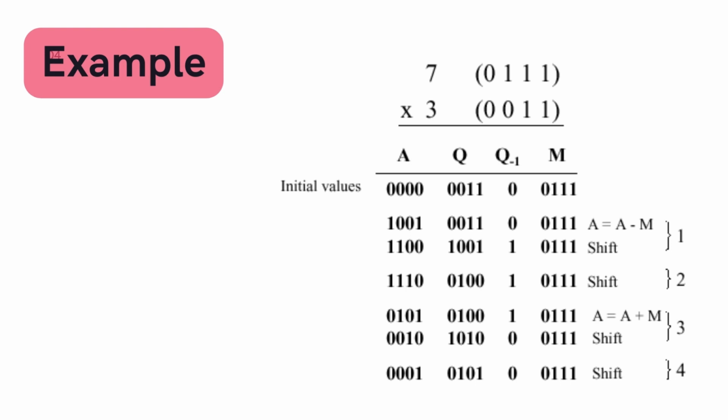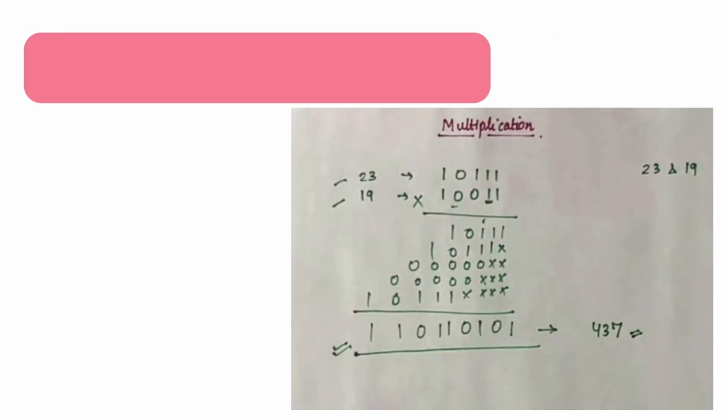Then A will become 1 0 0 1, and then we shift it right. In cycle 2, the last digit of Q and Q minus 1 is 1 0. So, by using the algorithm, A will be A plus M and then shifted to the right, and so on for the next steps.